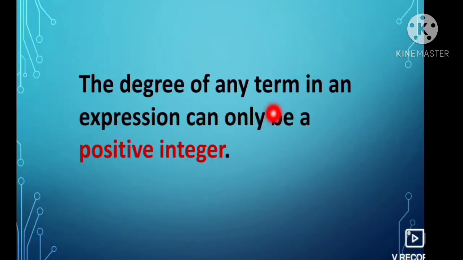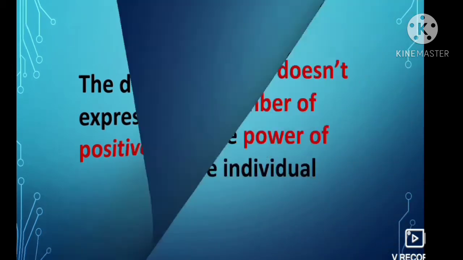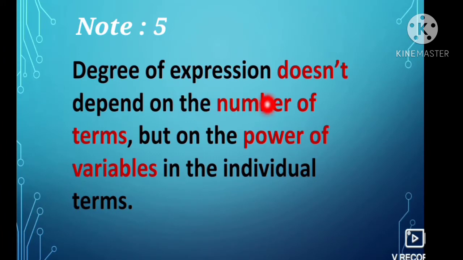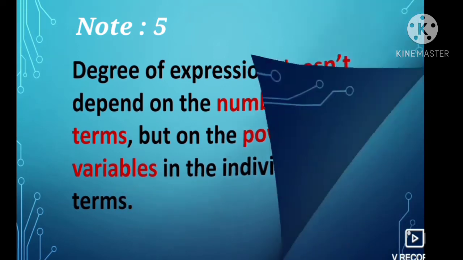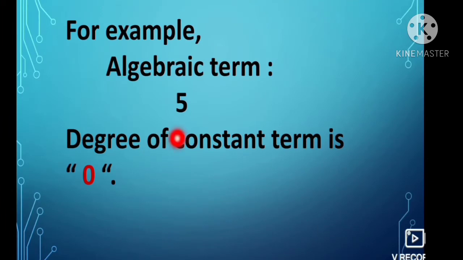The degree of any term in an expression can only be a positive integer. Only for a positive integer can we find the degree of any term. The degree of an expression does not depend on the number of terms, but on the number of variables in the individual terms. Now, let us see some examples.